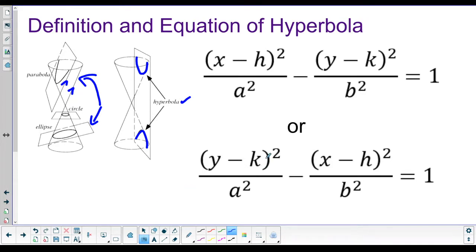All right, so let's investigate these equations. I don't know why I drew that out. That was kind of weird.